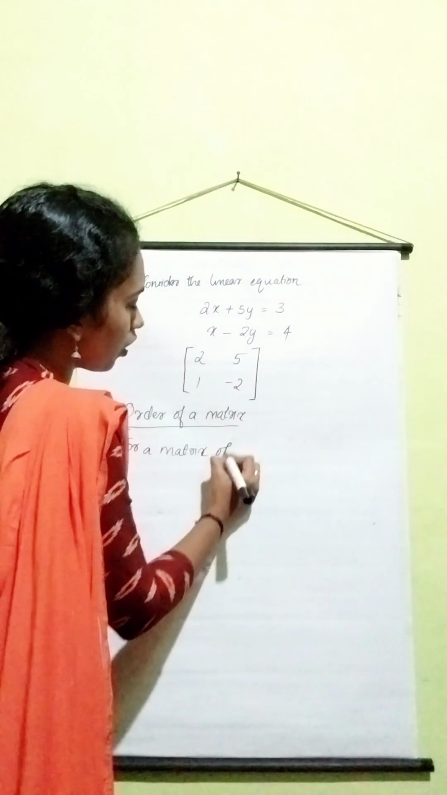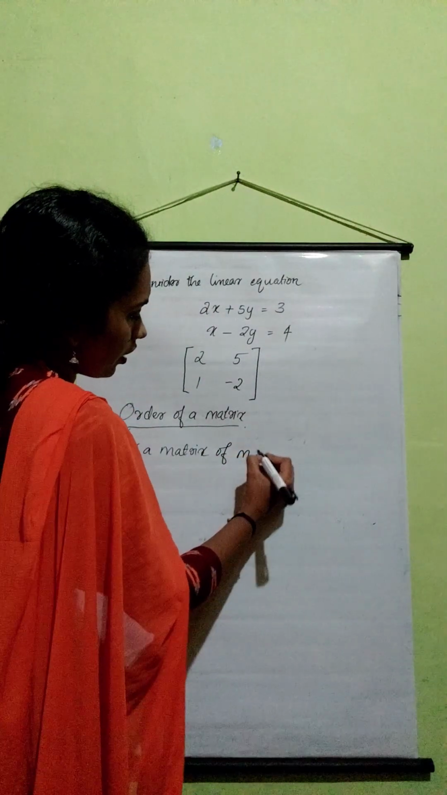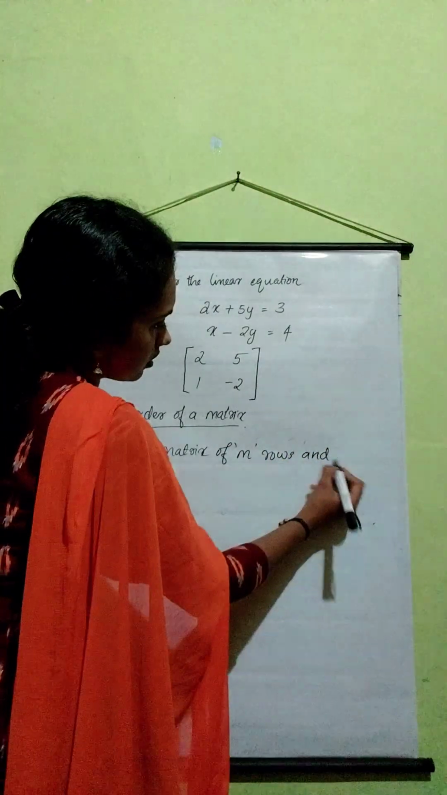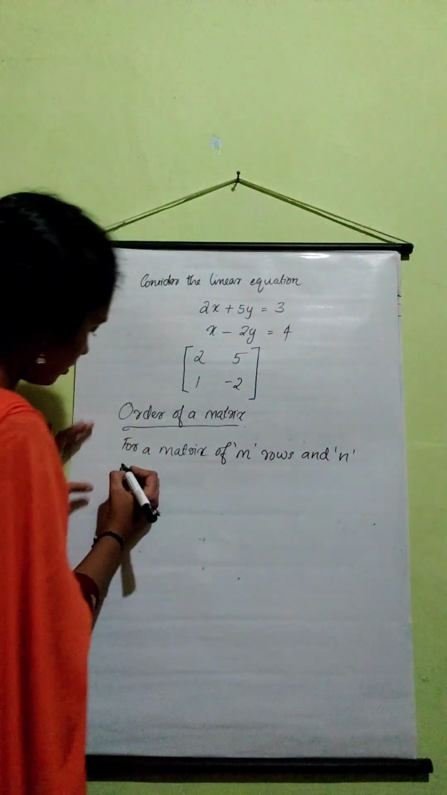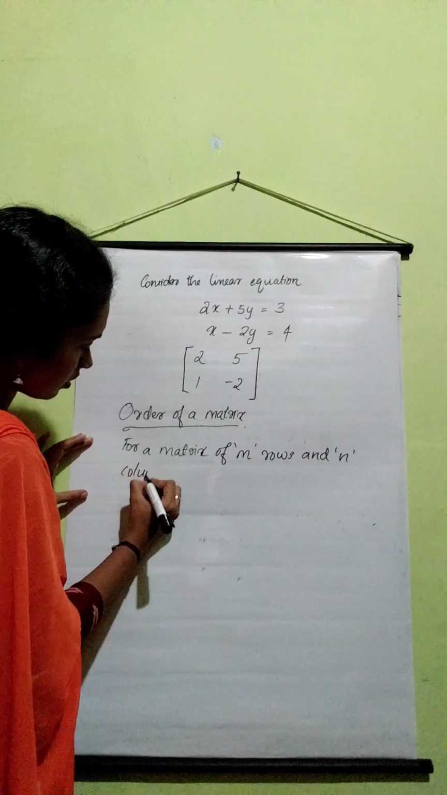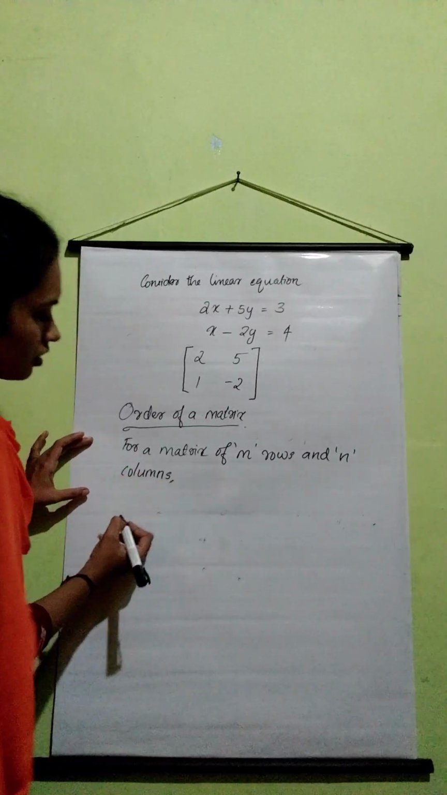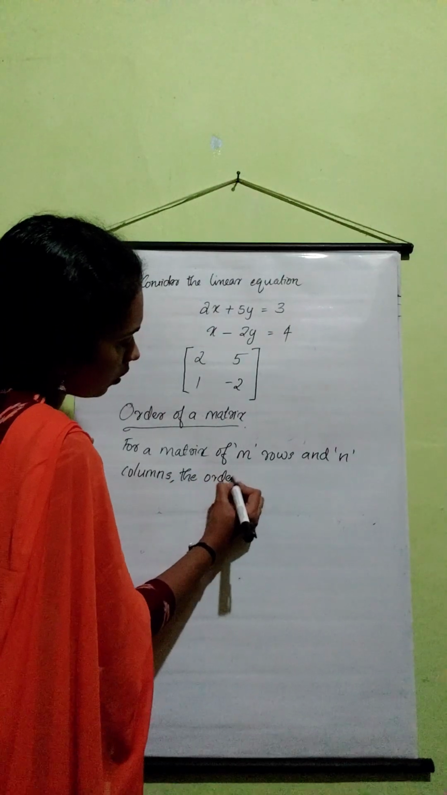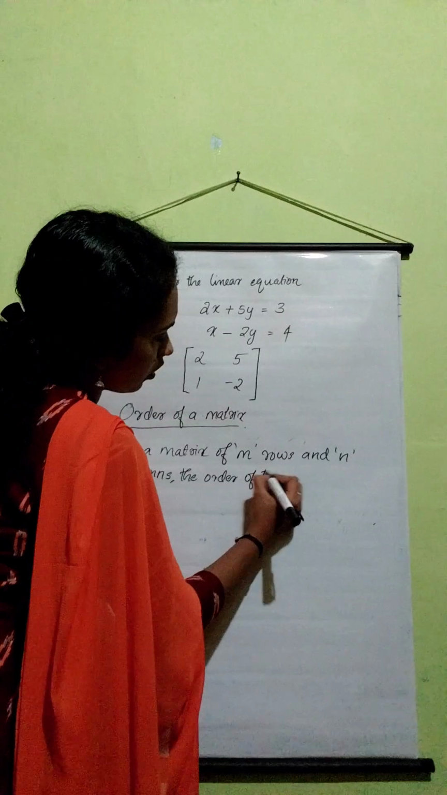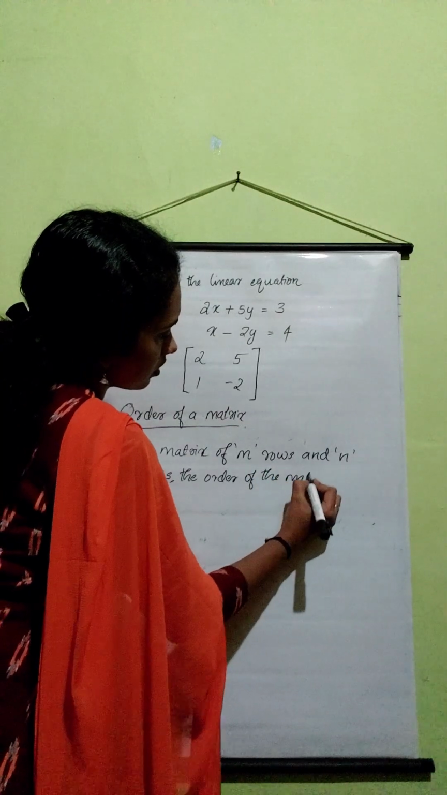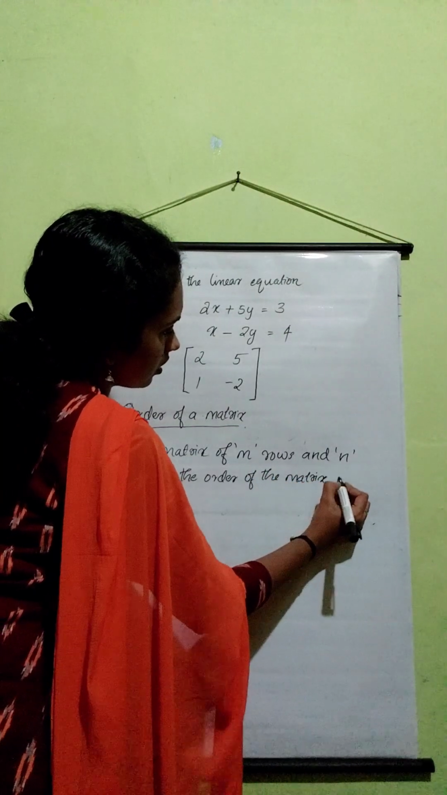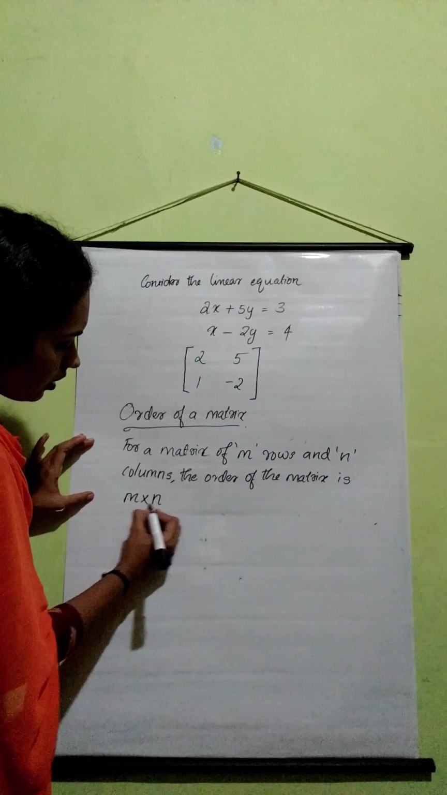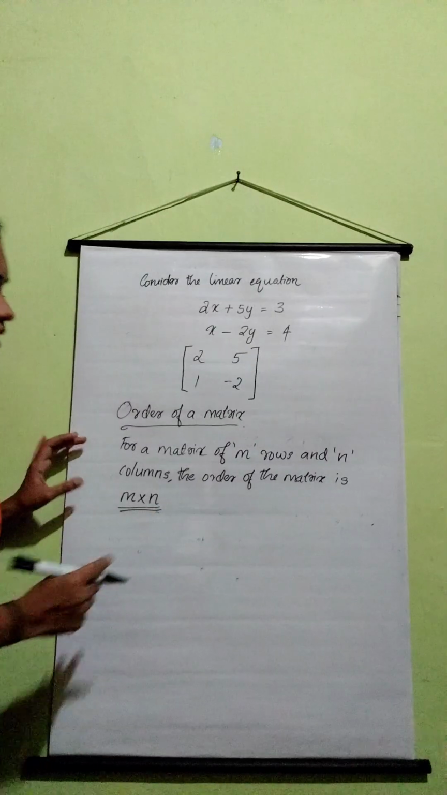for a matrix of m rows and n columns, the order of the matrix is m by n.